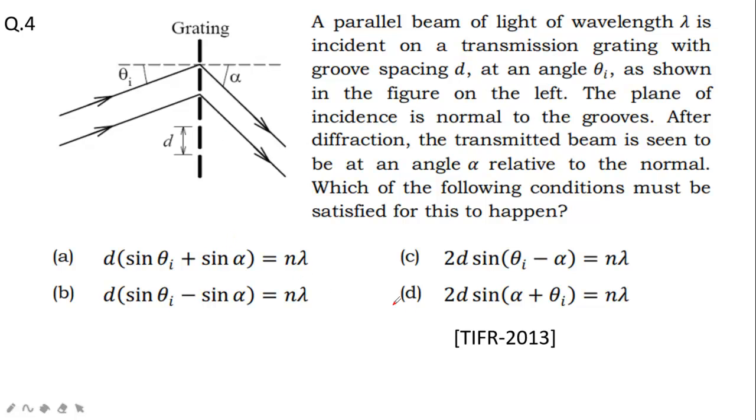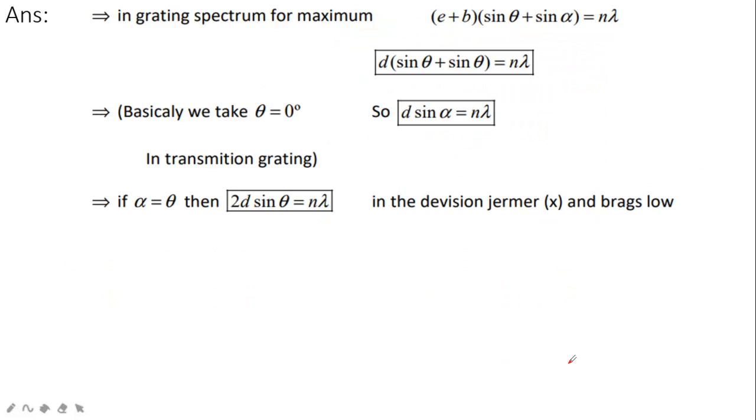We have to choose one appropriate condition, and this question is from TIFR 2013. So there are many approaches to solve this question. We will solve this question by using Bragg's law and Davisson-Germer's experiment. So how we will solve this? The approach is this one. First of all, we know the Bragg's law. They are talking about grating spectrum. So how from here to here we can relate the grating spectrum and Bragg's law.